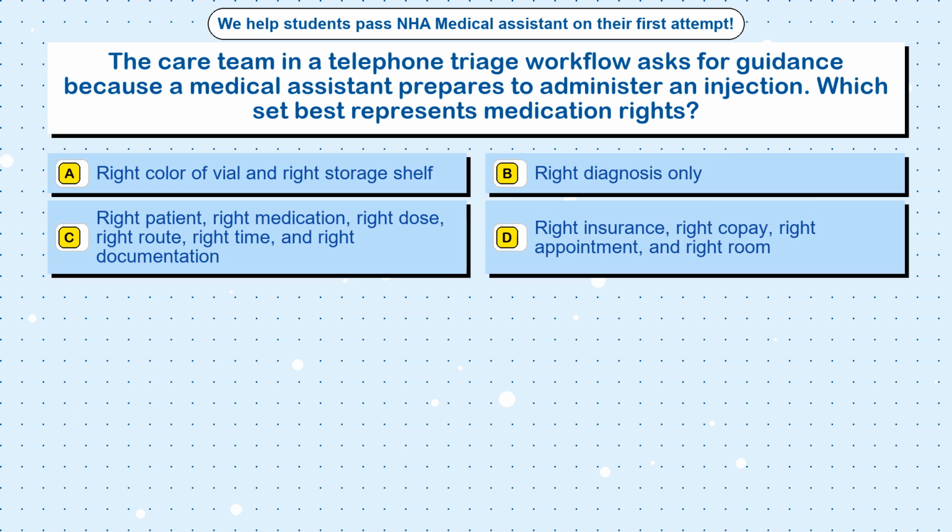Question 27. The care team in a telephone triage workflow asks for guidance because a medical assistant prepares to administer an injection. Which set best represents medication rights? Option A, right color of vial and right storage shelf. Option B, right diagnosis only. Option C, right patient, right medication, right dose, right route, right time, and right documentation. Option D, right insurance, right copay, right appointment, and right room.